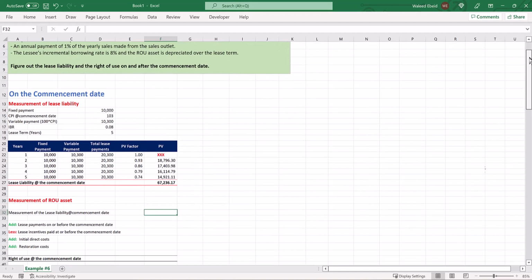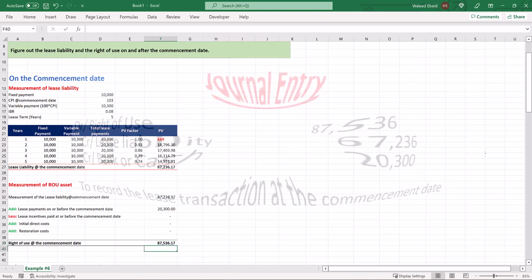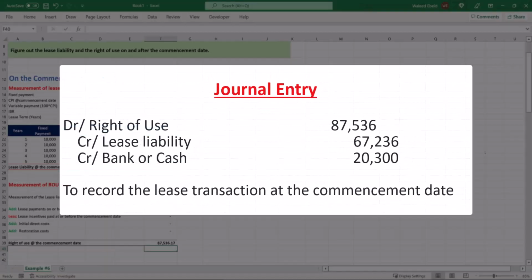The right-of-use asset includes the initial measurement of the lease liability and the lease payment made on the commencement date, and recall that we did not include that payment in the initial measurement of the lease liability as it was not paid after the commencement date. There are no other components for the right-of-use asset. So this is the carrying amount of the right-of-use asset on the commencement date. And this is the entry to record the lease transaction at the commencement date.